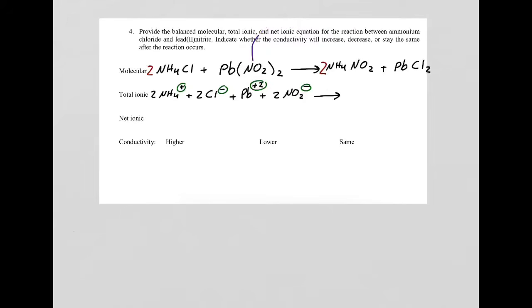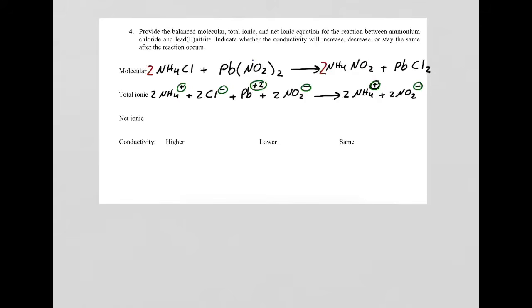Now let's go to the product. The product, I have ammonium nitrite. Does that break up? That breaks up. We just said all the nitrites break up, they have no exception. So I have 2 ammonium and 2 nitrite. Again, don't forget these charges. They're going to break up into ions. And why do I have 2? Because I have 2 ammonium nitrite. So when everything breaks up, I have 2 NH4 plus and 2 NO2 minus.